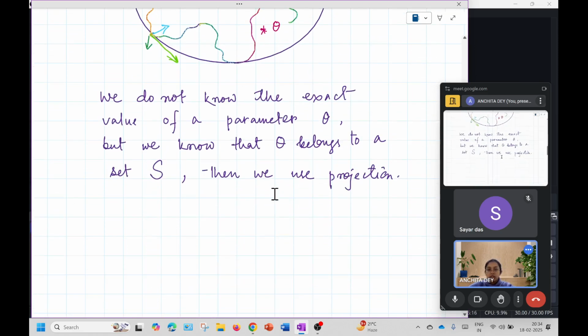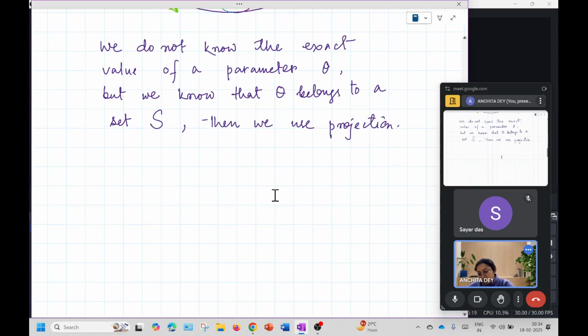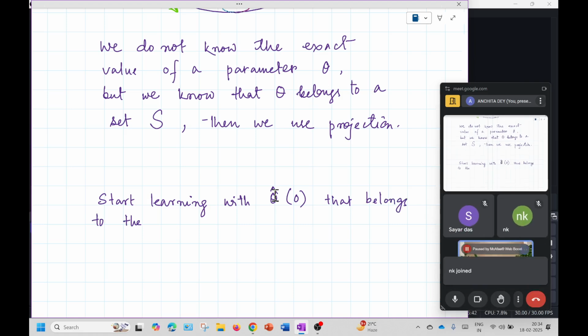So if I have to write it down just for a quick grasp, we start learning with theta hat naught that belongs to the set S. It's quite understandable why you would take the set S, because there is no meaning in choosing your theta hat naught to lie outside the set, since it's a given knowledge to you that the true parameter also belongs to S.